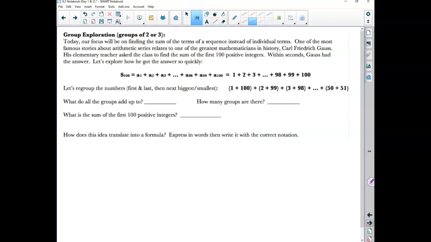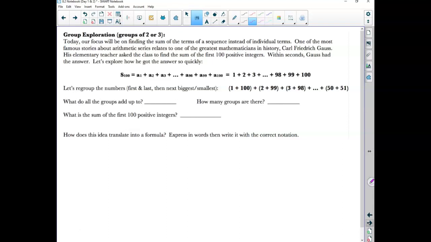Gauss. His elementary teacher asked the class to find the sum of the first 100 positive integers, and within seconds, this little rascal knew what the answer was. So let's explore to see how he got the answer so quickly.